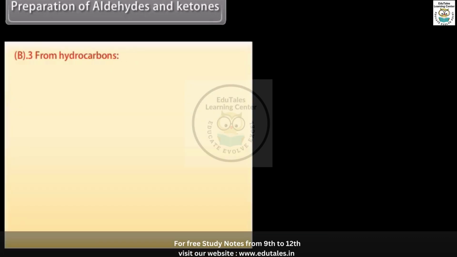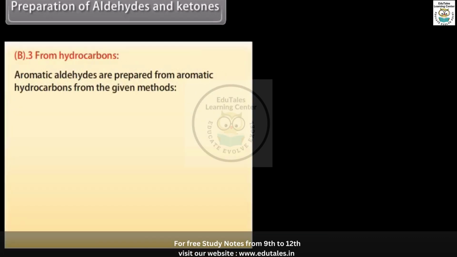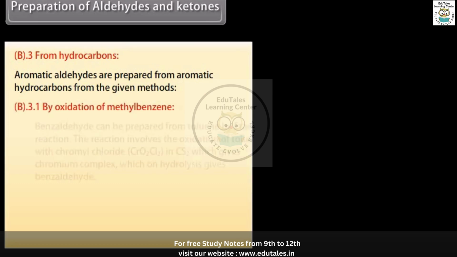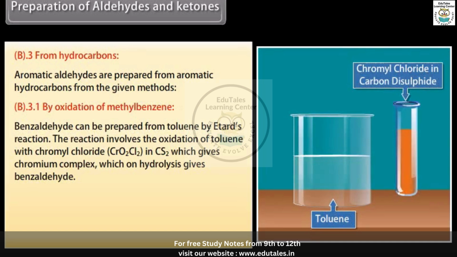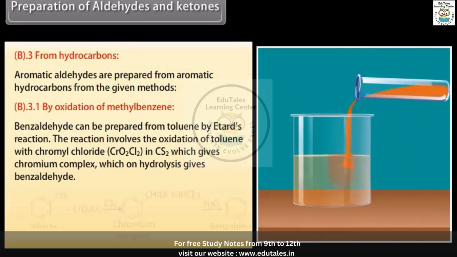Preparation of aldehydes and ketones from hydrocarbons. Aromatic aldehydes are prepared from aromatic hydrocarbons by the given methods. By oxidation of methylbenzene, benzaldehyde can be prepared from toluene by Etard reaction.